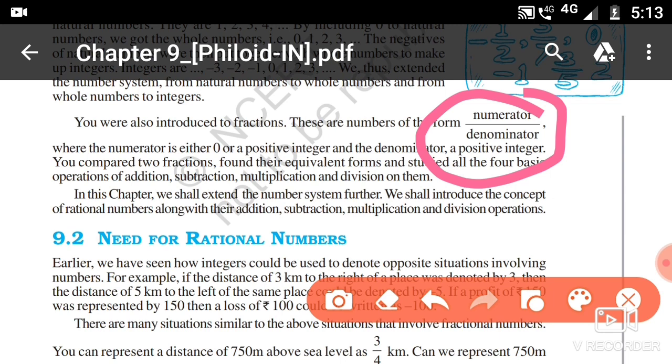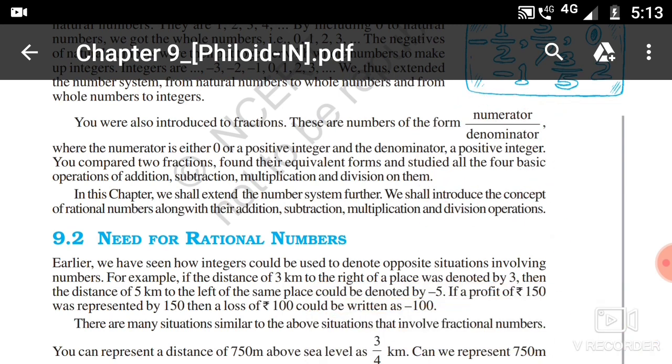We have done basic addition, multiplication, subtraction and division using fractions in our lower classes. These are things we learnt. Rational numbers we have also learnt.